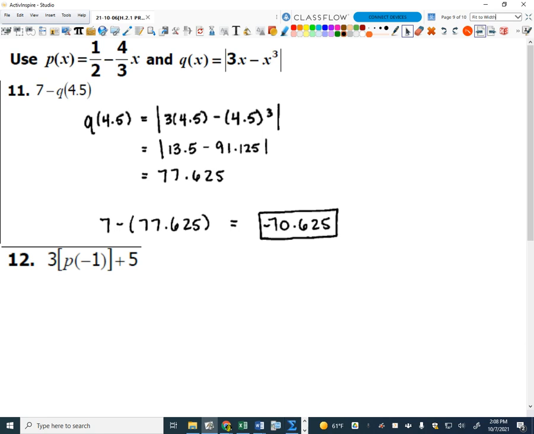We're not evaluating a function like we were yesterday. Remember, yesterday we were doing things like this. If they gave us a function, p of x and q of x, and they wanted us to do something like 7 minus q of 4.5. So what is q of 4.5?